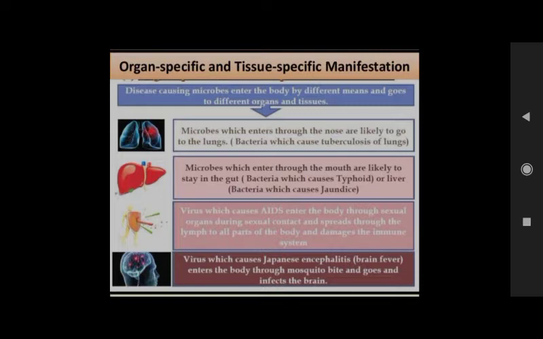So disease causing microbes enter the body by different means and go to different organs and tissues. Suppose the microbe is entering through the nose, which organ is it likely to infect? I repeat my question. If a microbe enters through the nose, then which organ is it likely to affect? Take the present scenario example regarding COVID-19.